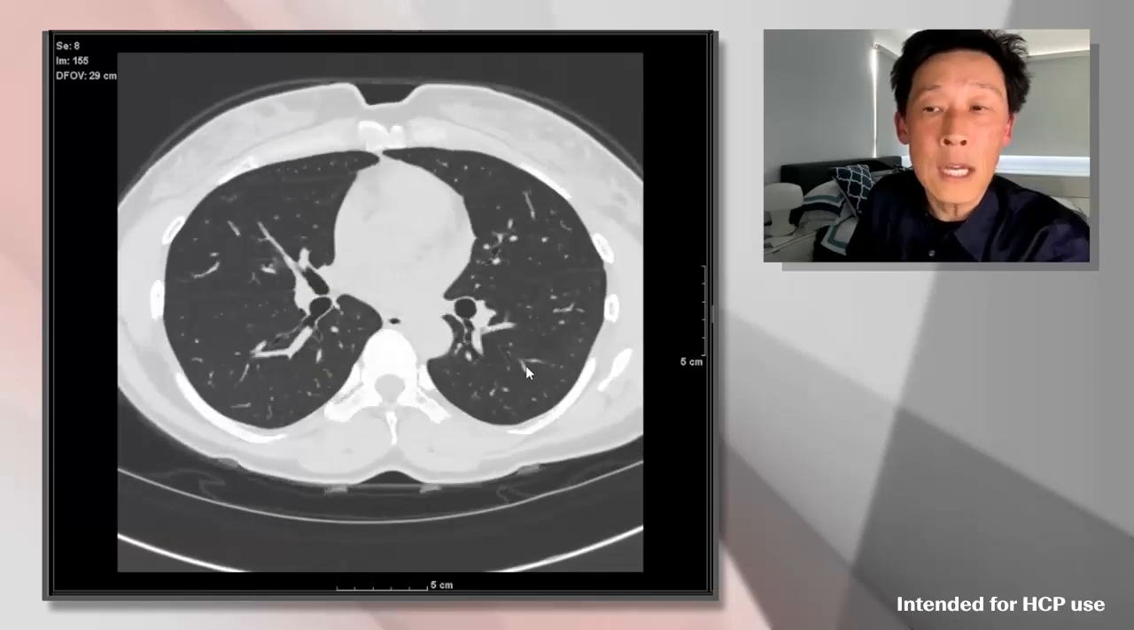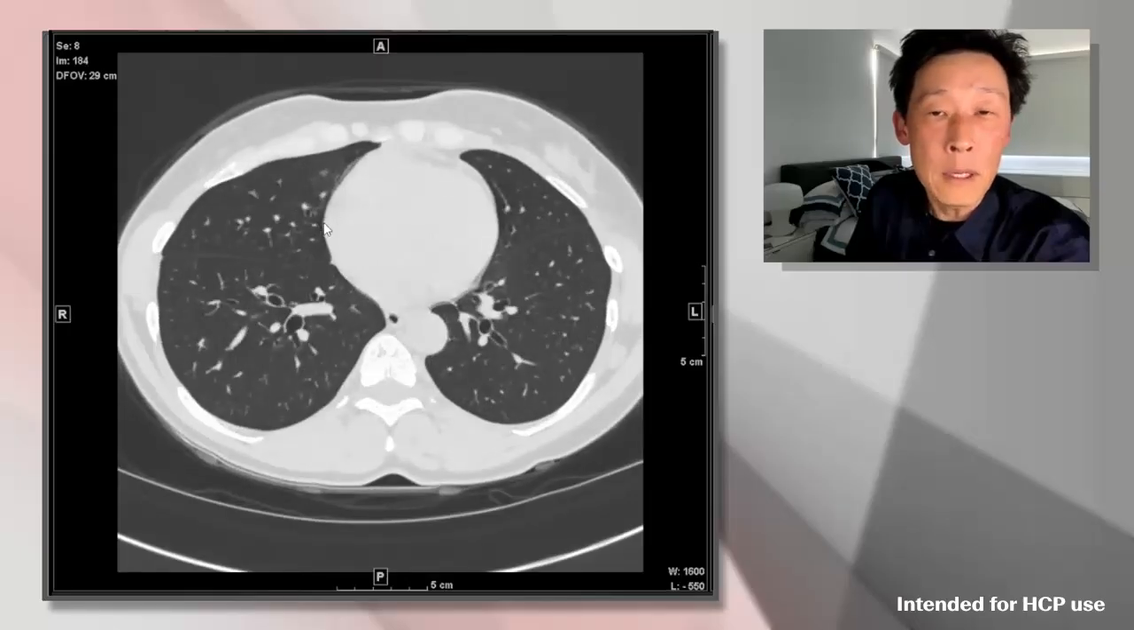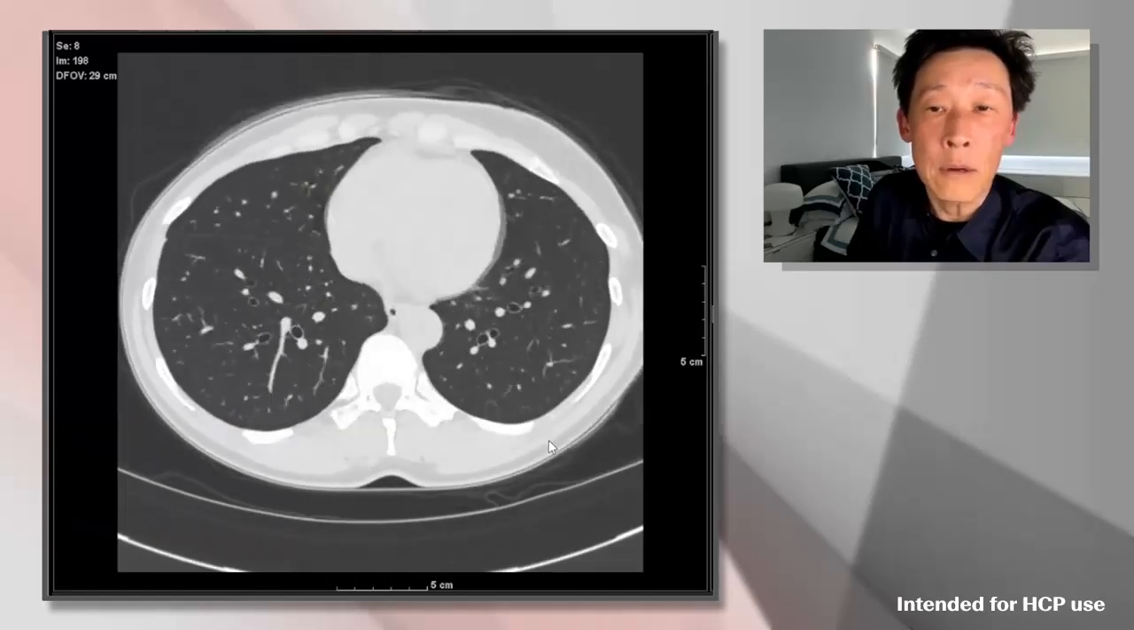So at the bottom of the chest, we now see the right middle lobe, the right major fissure, and the right lower lobe. On the left, we see the bottom of the lingula, the left major fissure, and the left lower lobe here as well.